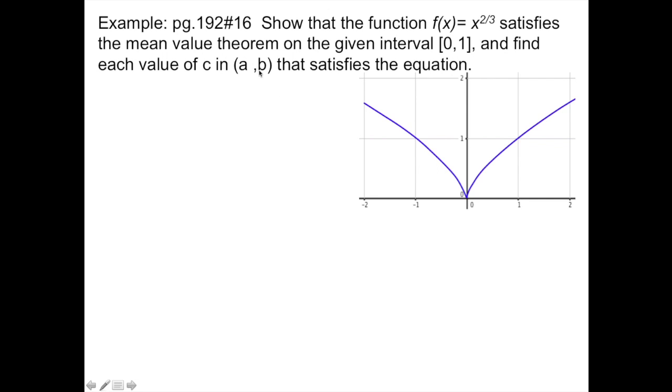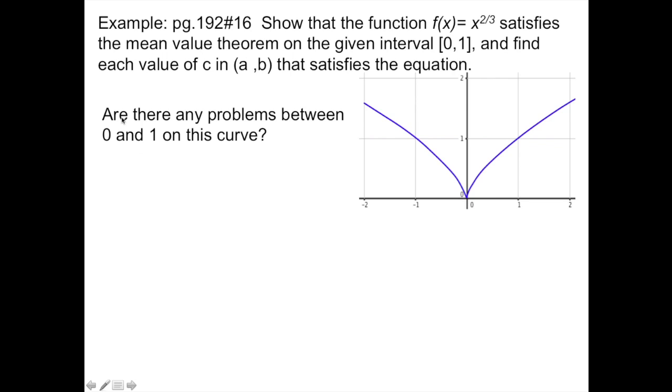Now let's take a look at whether or not functions qualify to have the mean value theorem done on them. For instance, we had this function yesterday, x to the 2/3 power. The instructions say to show that the function f equals x to the 2/3 satisfies the mean value theorem on a given interval and find each value c that satisfies the equation. So we have to look at between 0 and 1. So 0 is here and 1 is there. Those are the domain points.